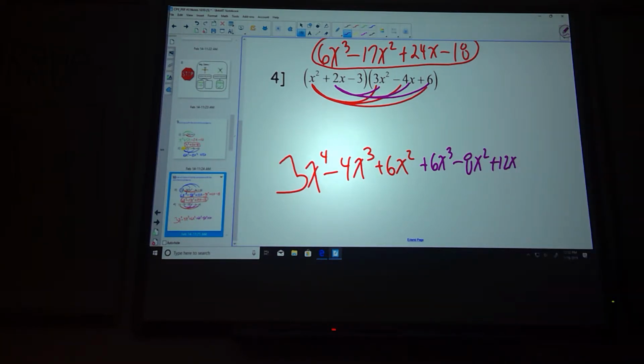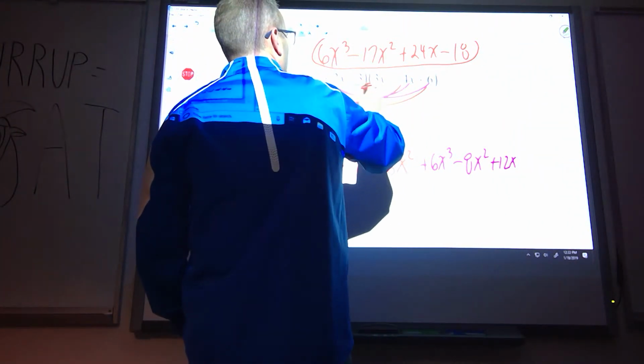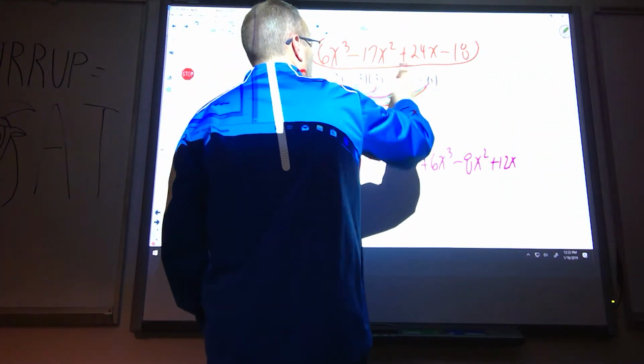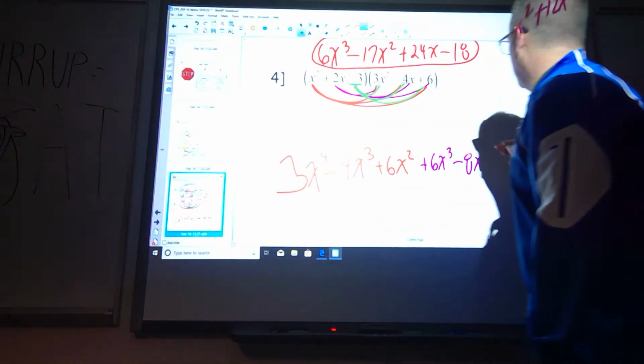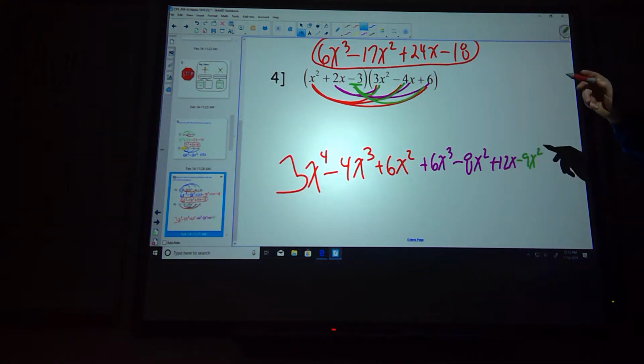Am I done, or is there one last thing to do? There's one last thing to do. So what should I multiply everything by? Negative 3. Excellent, excellent. So negative 3 right there. So it goes there, and there, and there. So that's going to give me negative 9x squared. Okay. Positive 12x. Great job. And then minus 18.